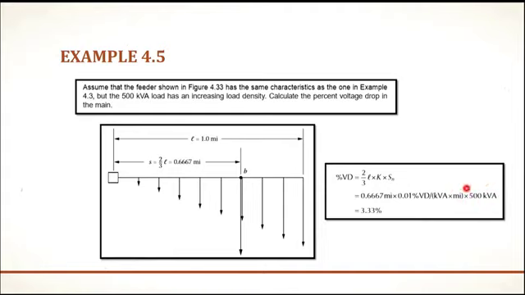So you can see the total load is still unchanged, the value of K is unchanged, only the effective length is being changed. So in all these three examples, the only change is in this value, that is the effective length, based upon the nature of load density.